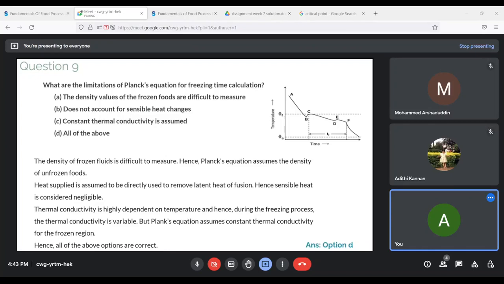In case of Fourier's equation, it will include both A to B and after F as well. So the freezing time will be the entire time mentioned here. In case of Planck's equation, you will have only this region being taken as the time of freezing.